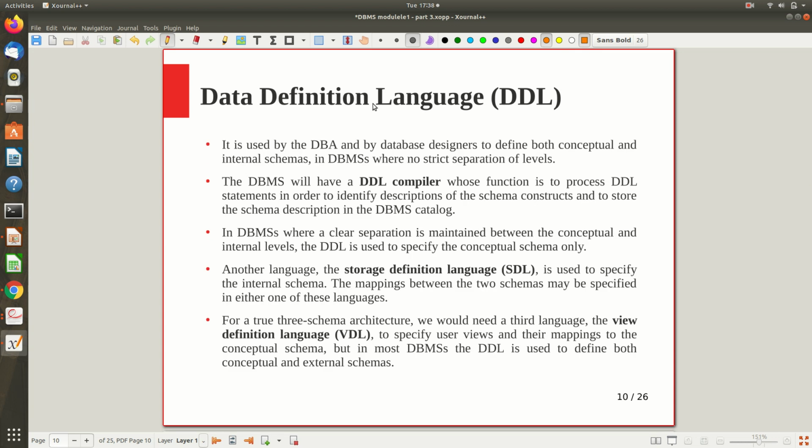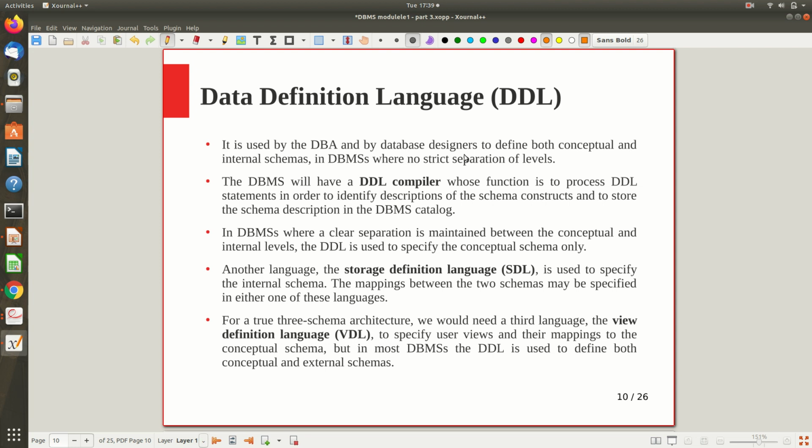Data definition language is used by the database administrator and by the database designers who are designing the structure, to define both the conceptual and internal schema. So at this point you have to understand that we are using DDL for defining the conceptual and internal schema. Internal schema is the actual physical representation, storage related things, dealing with the access path. Conceptual schema is the definition and design of the actual database, the data itself. So we can use DDL for defining both.